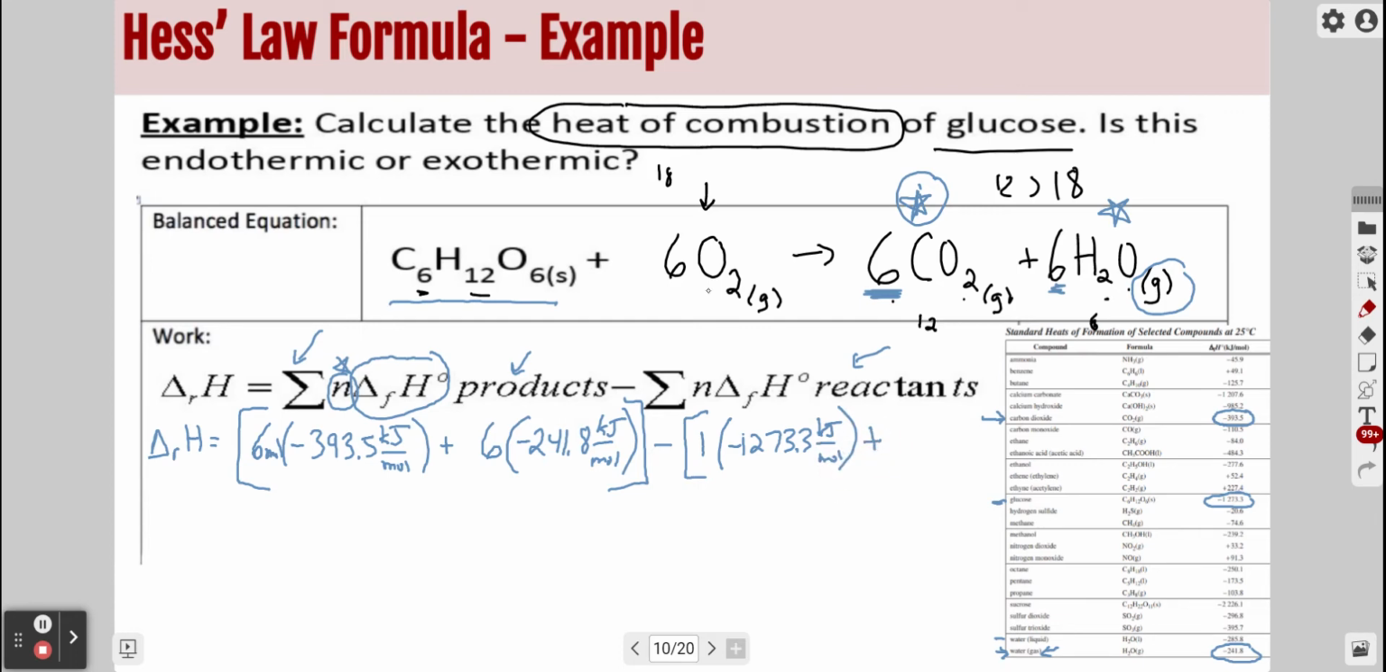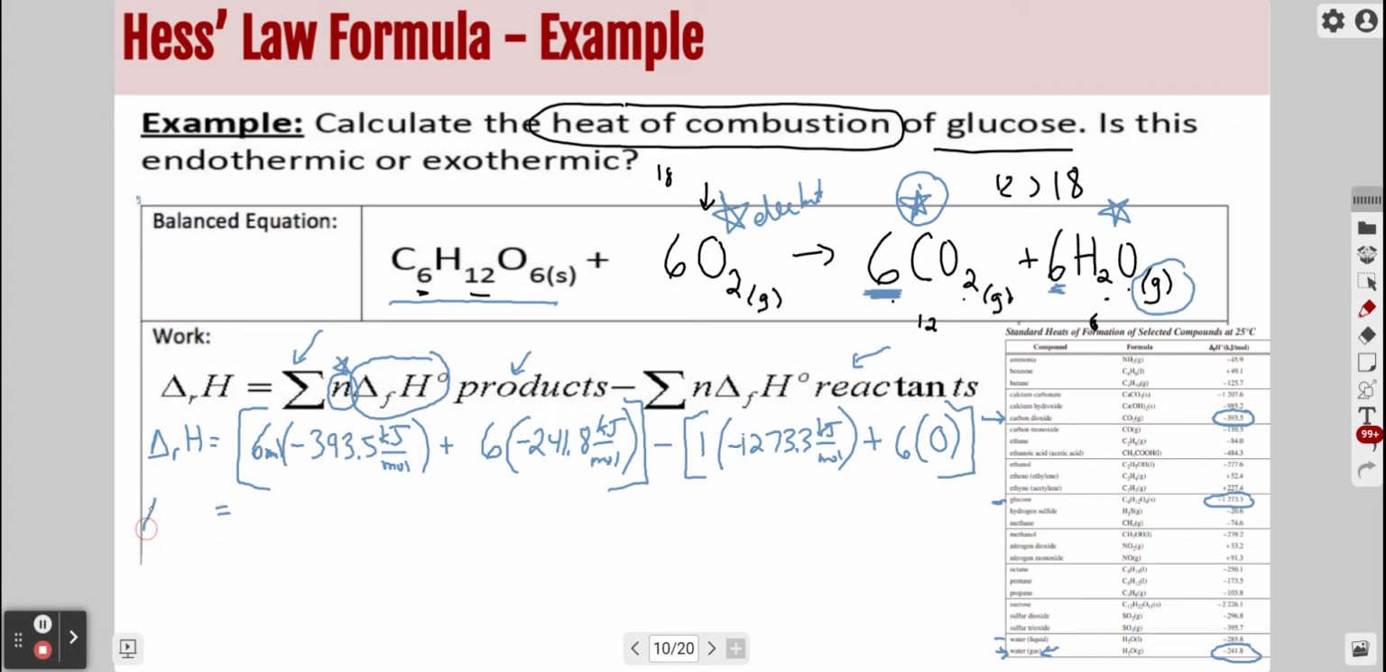Plus oxygen. Look up oxygen. Oh, you're not going to find oxygen. Remember, oxygen is an element. We talked about that on the last slide. All elements have a heat of formation of 0. There's 6 of them, but each of them has a heat of formation of 0, so it's just going to end up being 0, which is lovely. It makes our calculation a little bit easier because we've got oxygen in every combustion reaction.